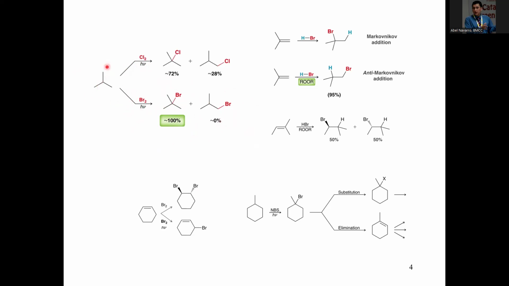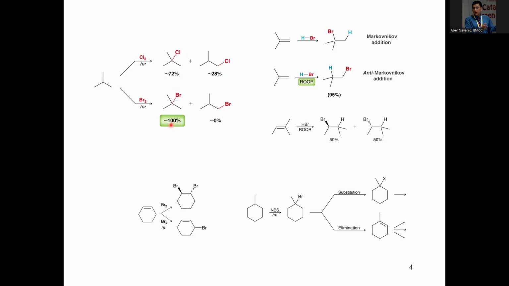So if you have a tertiary carbon and a primary carbon, bromine will selectively react with the tertiary, with the higher substitution. The higher the substitution, that's where the bromine is going to target. Chlorination, for example, is not as selective. It can either target the tertiary carbon or the primary carbon. So that's why you have a more scattered distribution, 72% and 28%.